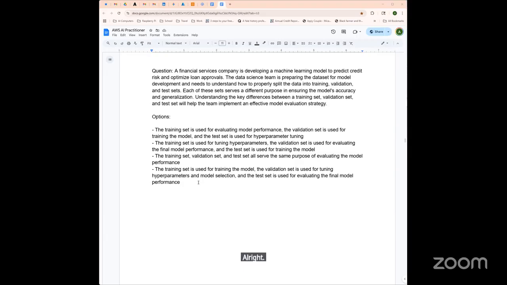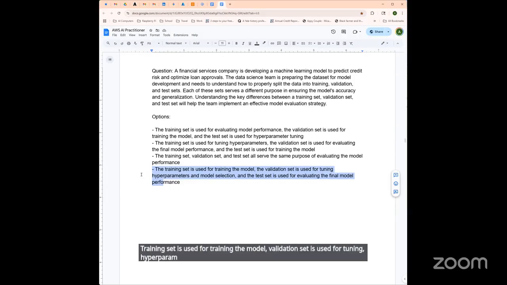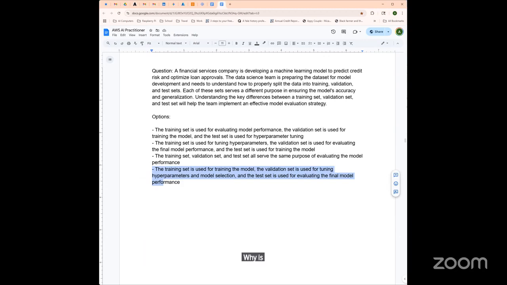All right, this is the correct answer. Training set is used for training the model. Validation set is used for tuning hyperparameters and model selection. And the test set is used for evaluating the final model performance. Why is this correct? I mean, it listed them correctly. That's the short answer, right? But yes, training set is to train the algorithm. So looking for that, okay? That's going to be the easiest one.